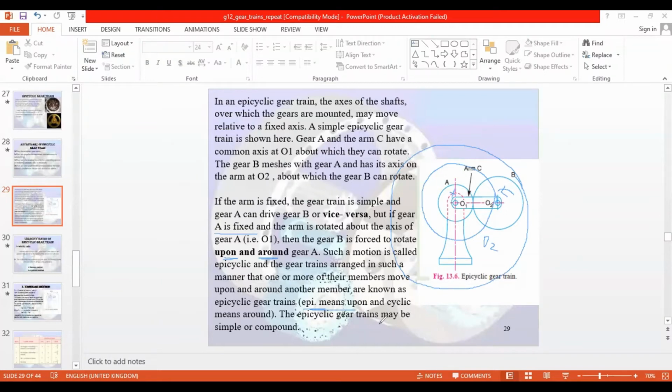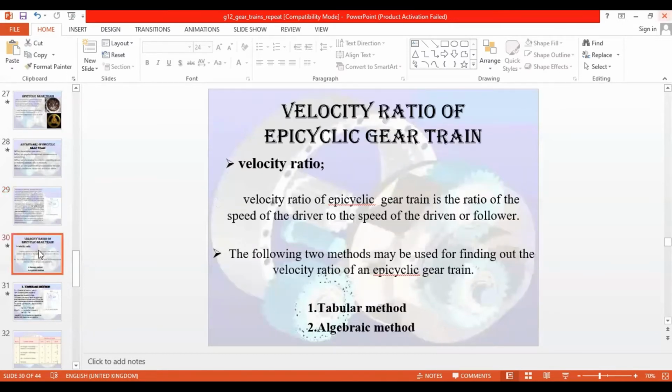The epicyclic gear trains may be simple or compound. So it can either be a compound gear train or a simple gear train, right? Simple, we know, has one gear on a shaft. Compound, we know, has more than one gear on a shaft, right? So the epicyclic gear trains can be either simple or compound.